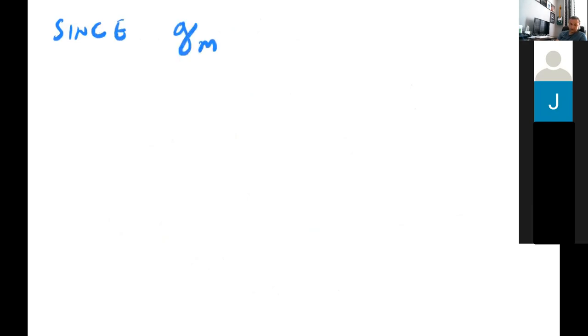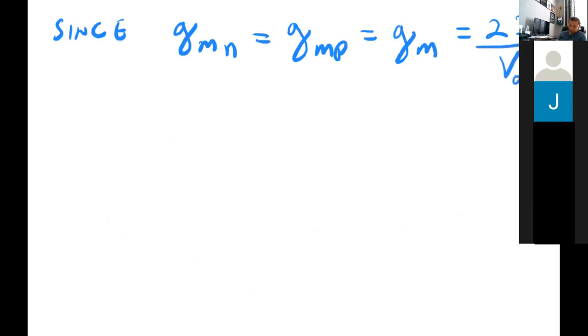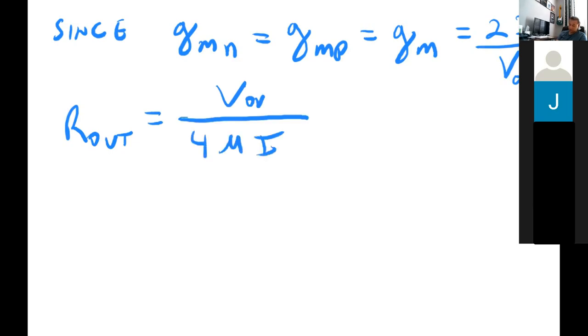Since the transconductances are the same, because we match the transistors, at the bias point, that's going to be, then at out, the output resistance becomes, again, this is a parameter of the transistor. That's the overdrive voltage for the transistors, which should be the same because they're matched. This is mobility, and this is the bias current.